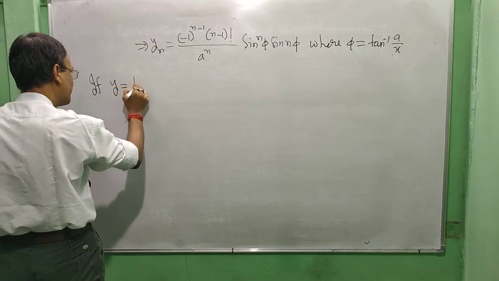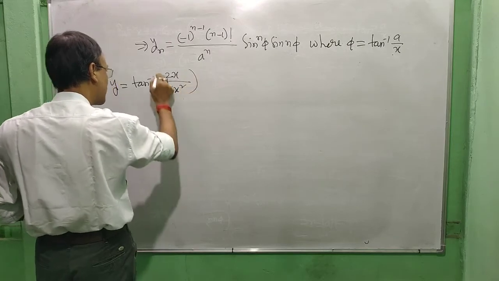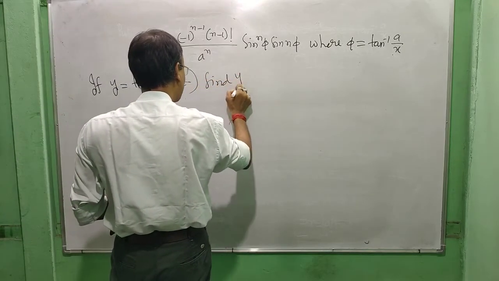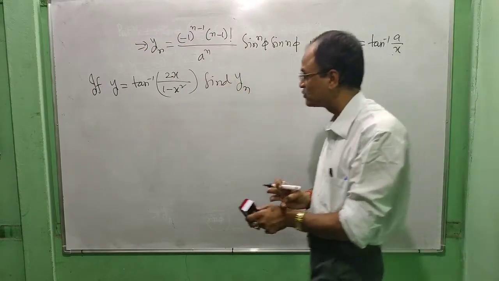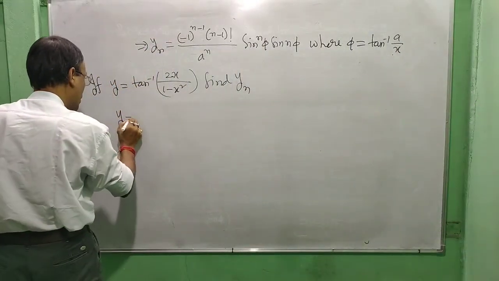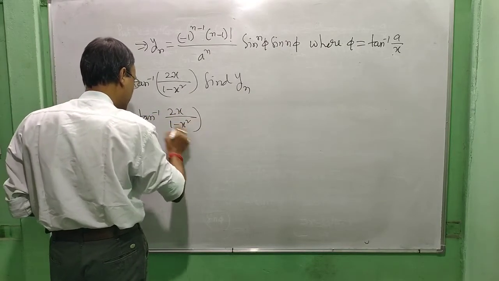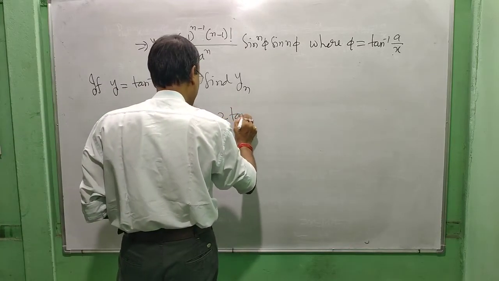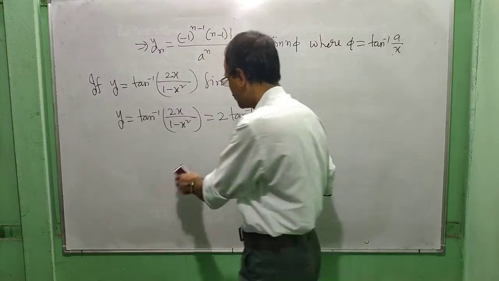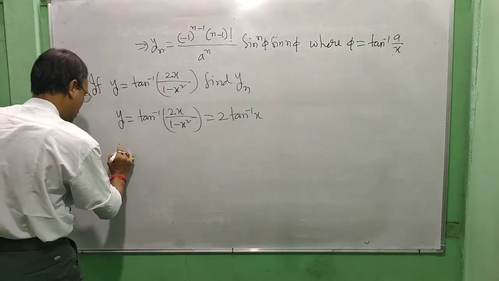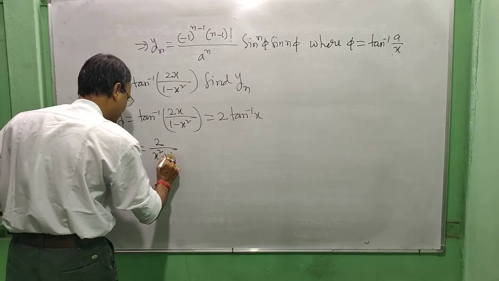If y is equal to tan inverse of 2x divided by 1 minus x squared, find yn. Y is equal to tan inverse of 2x divided by 1 minus x squared. This is nothing but 2 tan inverse x. Therefore, y1 is equal to 2 divided by x squared plus 1.